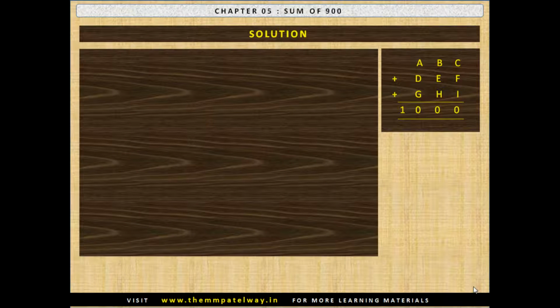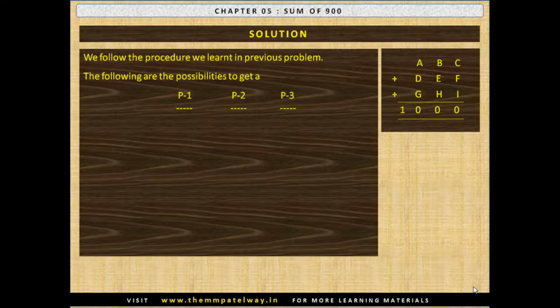We have already discussed the logical approach. Now let's go to the solution. And we follow the procedure which we learnt in previous problem. The following are the possibilities to get a total of 1000.